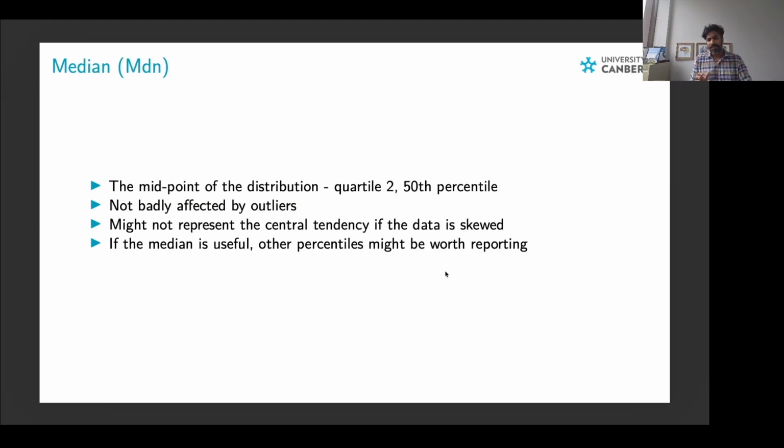Now, for the median, this is the midpoint of the distribution, often referred to as quartile 2, which is the 50th percentile. It has 50% of the data. It's not badly affected by outliers. And it might not represent the central tendency if the data is skewed. We'll look at examples of how the mode, median, and mean shift in relation to skewed data. If the median is useful, other percentiles might be worth reporting as well. So the main takeaway is that the median is just the midpoint of your distribution. If you arrange everything in order, it's the middle of this distribution.